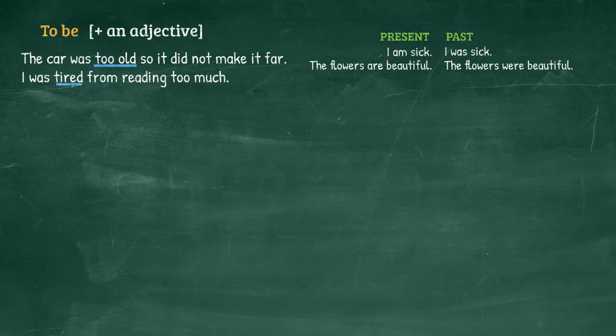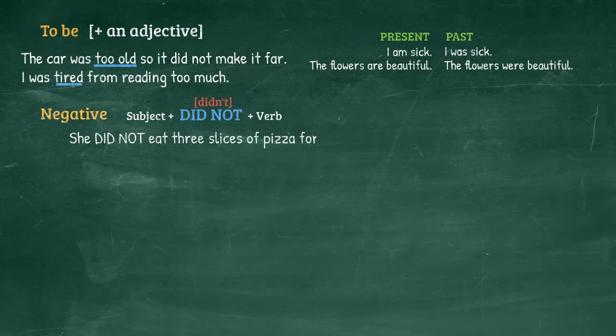If we want to put these sentences into the negative form, we will need to use did not between the subject and the verb. For instance, with our sample sentence from the previous slide, instead of saying she ate 3 slices of pizza for lunch, we would say she did not eat 3 slices of pizza for lunch. Just remember, when we use did not to negate a sentence, the main verb goes back to its original present tense form. See here in the negative, it is no longer ate, but eat. Same with the other examples.